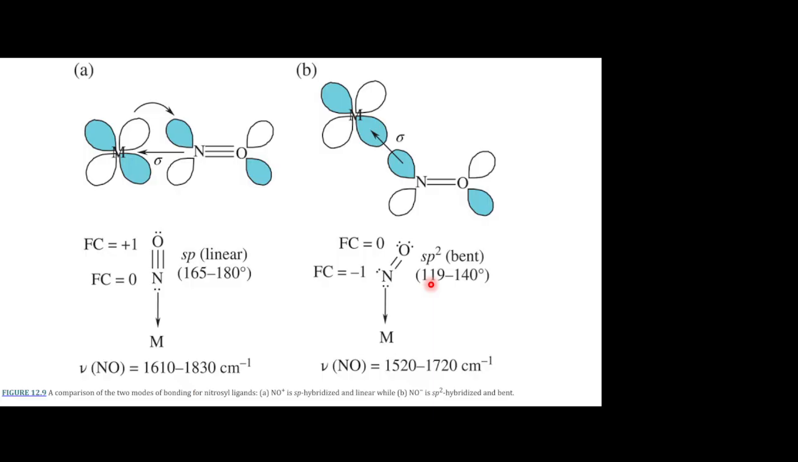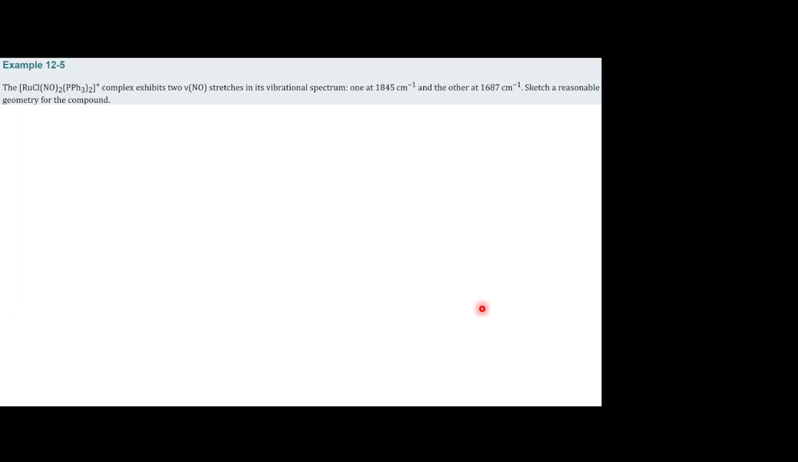Say maybe a metal. Anyways, did that make some sense? Fantastic. Okay, so let's try that out. We have here RuCl(NO) and then there's 2 of those, PPh3, and there's 2 of those. And that's a +1 complex. It's going to exhibit 2 stretches in the vibrational spectrum, one at 1845, the other at 1687. So let's sketch a reasonable geometry for this compound. I'm going to let you work on that for a bit.